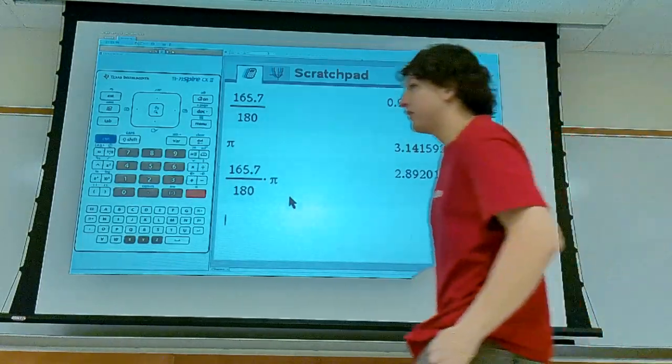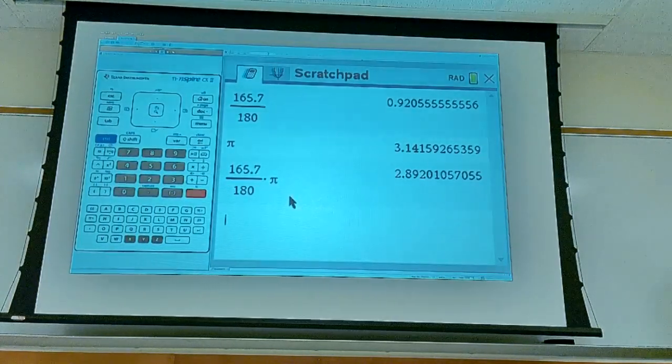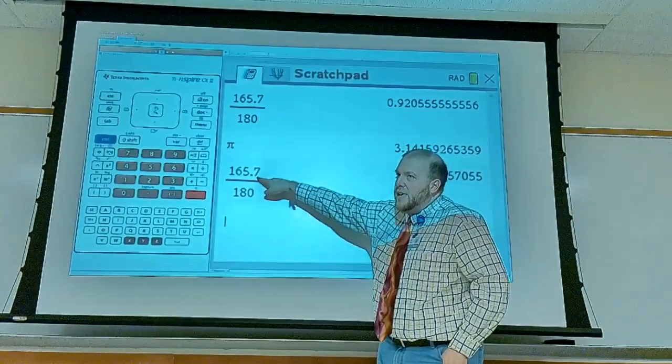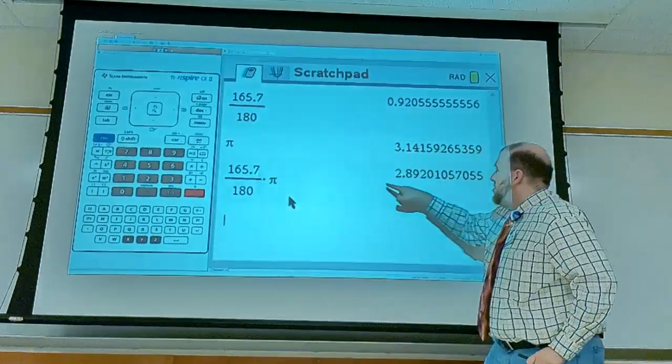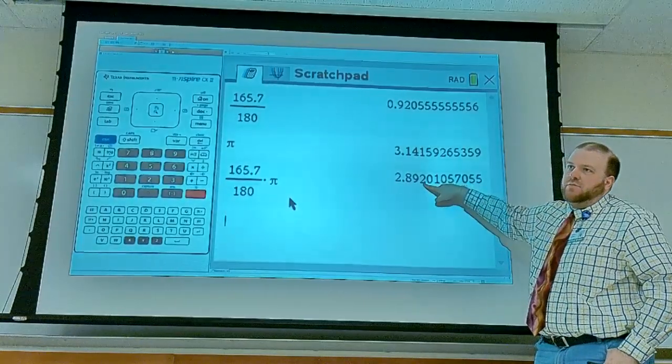But we still want 4 sig figs. This only has 4 sig figs, so I can only be confident in my answer to 4 sig figs. So it would just be 2.892.